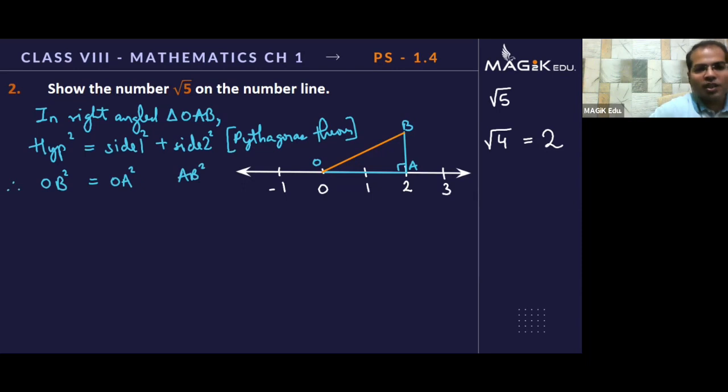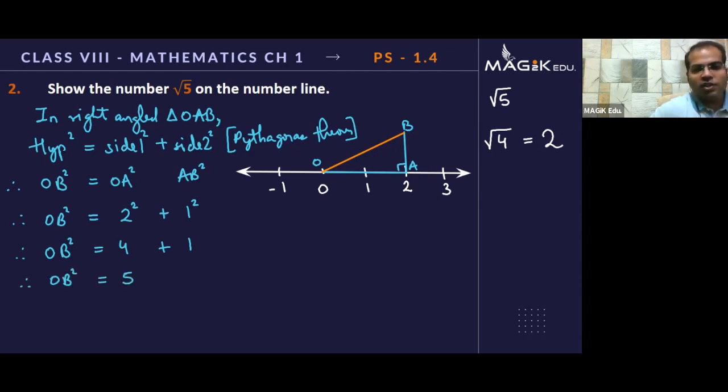Now हमें दो पता है, जो दो पता है हम वो लिख देंगे. We know OA का वैल्यू, it is 2 units. We know AB का वैल्यू, it is 1 unit. हमने खुद सोचा था. OB unknown. 4 plus 1. So OB square is 5. But you know we need OB.